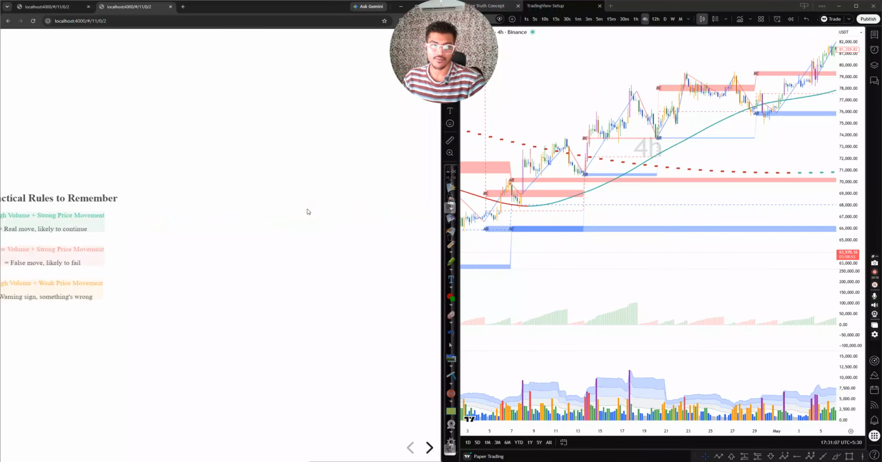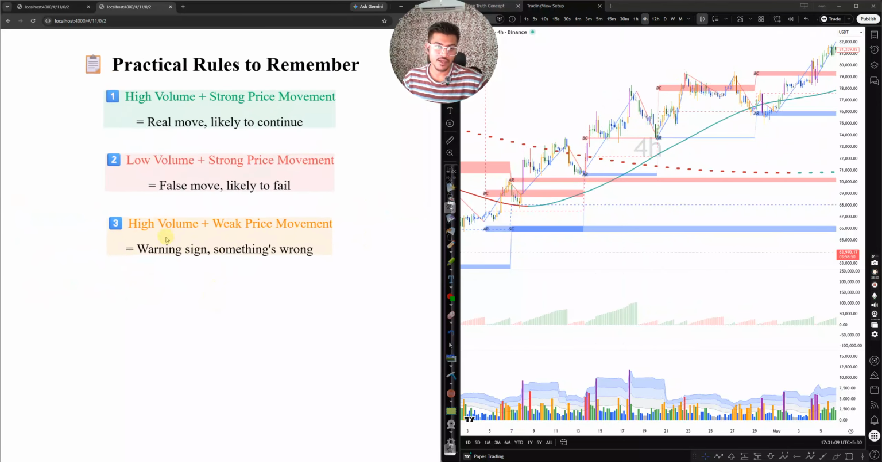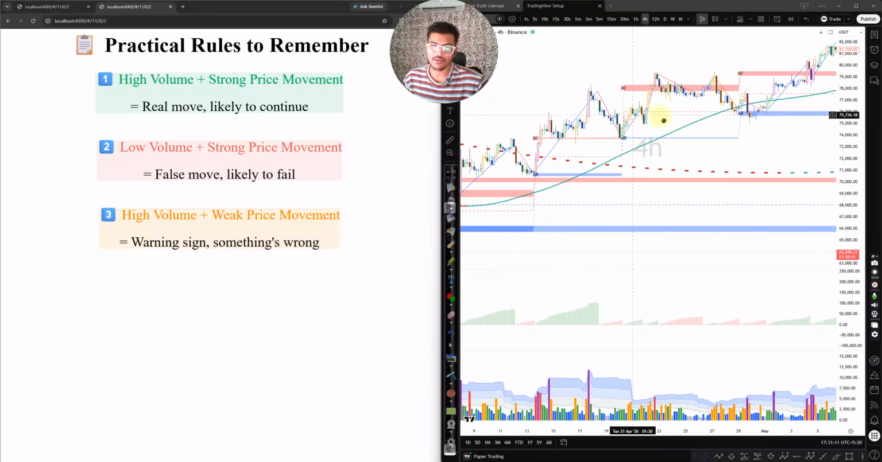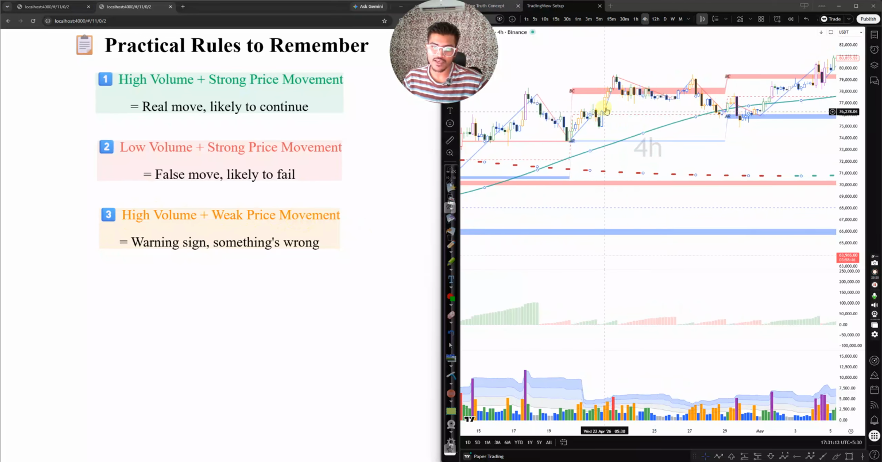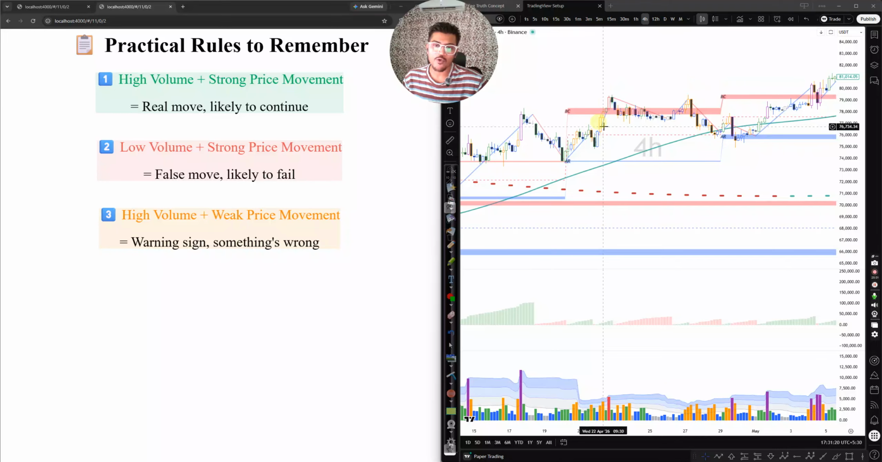Okay, see here it says high volume, weak price movement, right? You see high volume is coming around, I think it's here. Low volume was there, but the move was big. Low volume is propelling this move. That means it can't stay, that was your warning sign that something's wrong. That's why the market goes down.